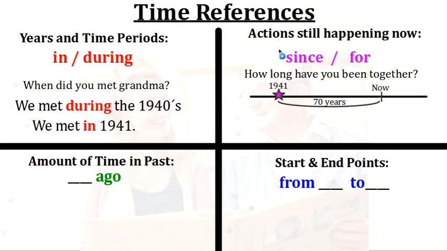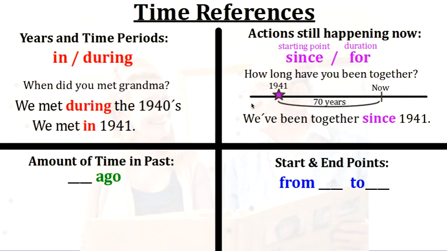So we can use these two in different ways. We use since to talk about the starting point. So for example, 1941 is when they started. So we could use since for that. Or we can think about the duration is 70 years. So we use for the duration of time, right? So the question is, how long have you been together? And the grandpa said, we've been together since 1941.